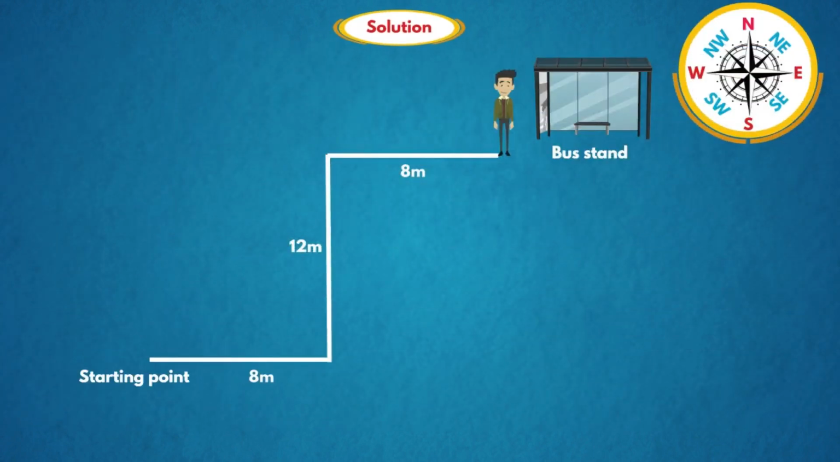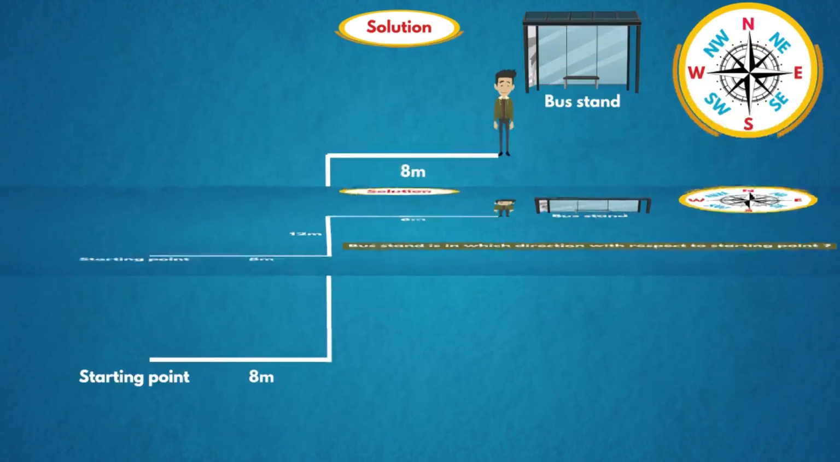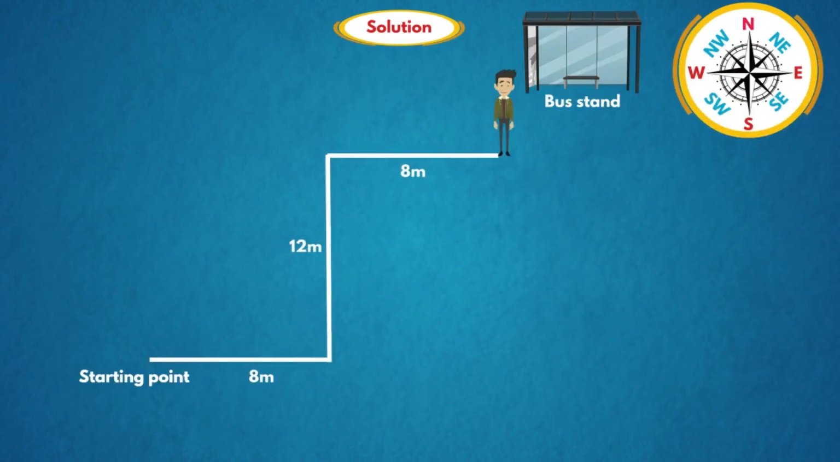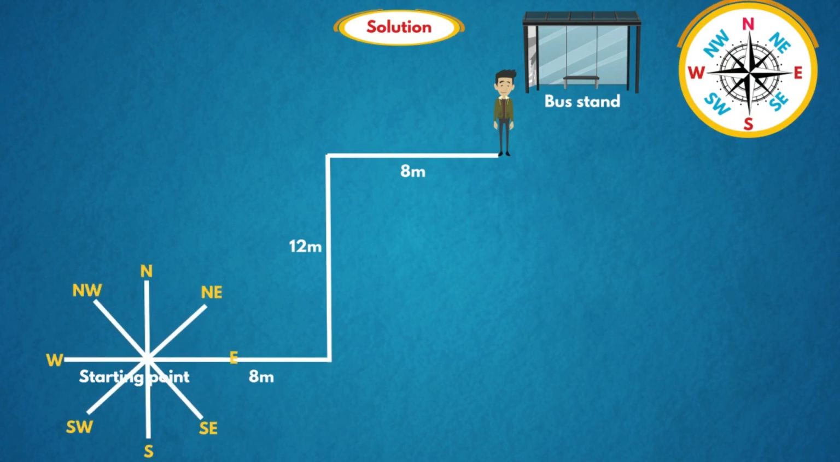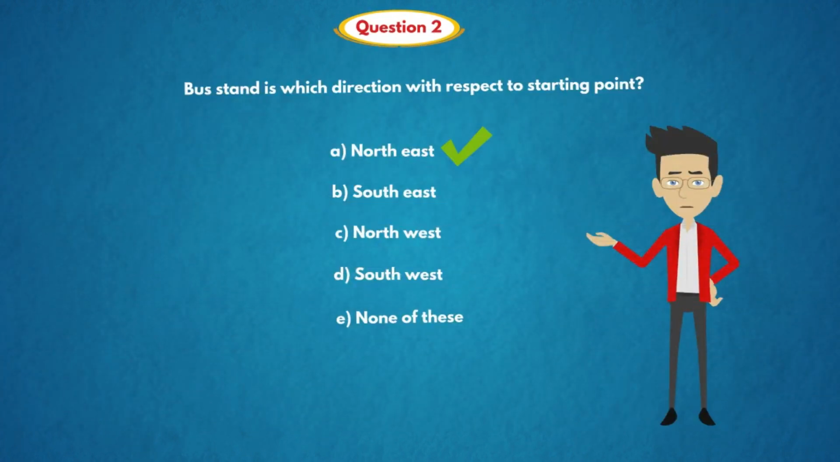Let's see the solution. Here in the question they are asking, bus stand is in which direction with respect to starting point? Here in the diagram, this is the starting point and it is having directions north, south, east, west, northeast, southeast, southwest, northwest. So the direction of bus stand is in northeast direction with respect to starting point. So the answer is option A, northeast.